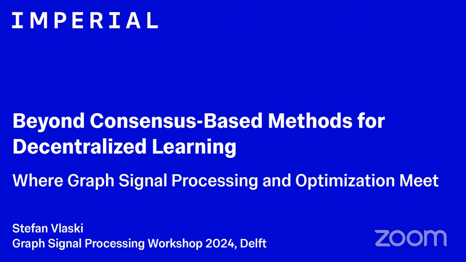So my talk is about a link essentially between graph signal processing and optimization, and the maybe slightly ambitious title is that to go beyond what I'll call consensus-based methods in decentralized learning, we essentially need to combine tools from both graph signal processing and optimization. And some very interesting things happen once we get there.